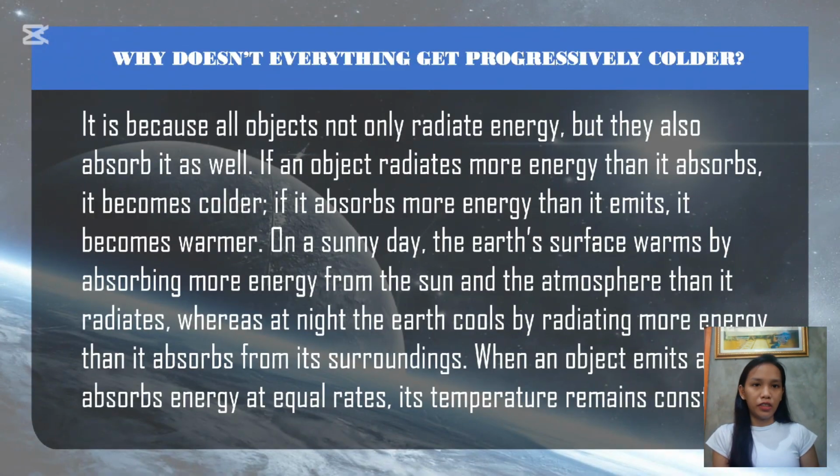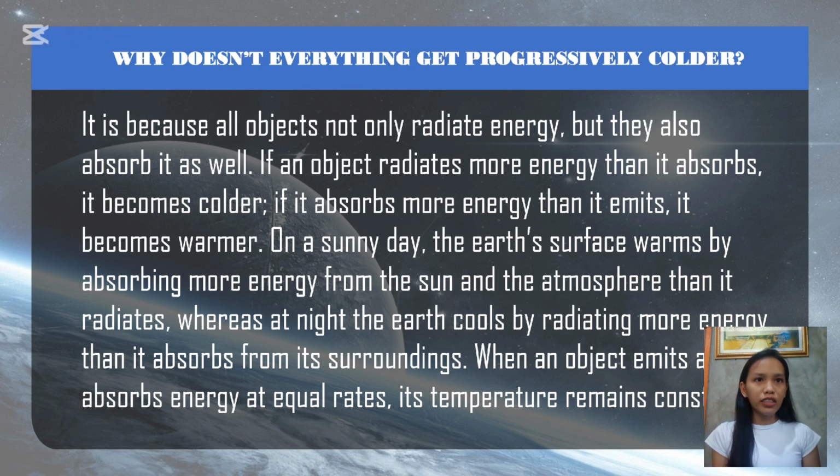The next one is, why doesn't everything get progressively colder? It is because all objects not only radiate energy, but they also absorb it as well. If an object radiates more energy than it absorbs, it becomes colder. If it absorbs more energy than it emits, it becomes warmer.